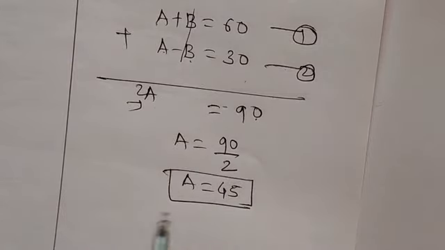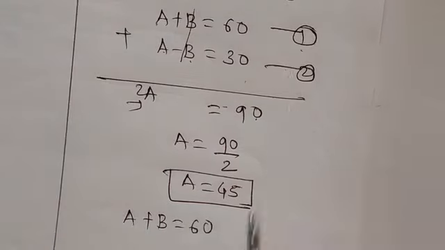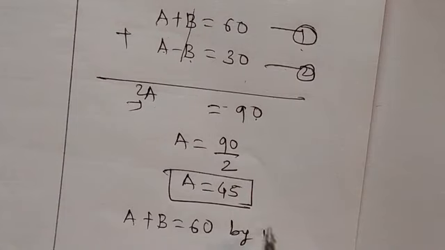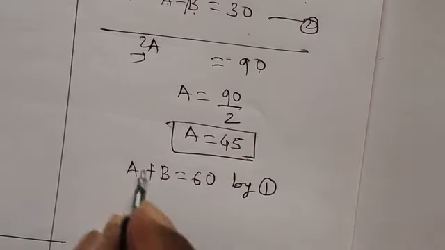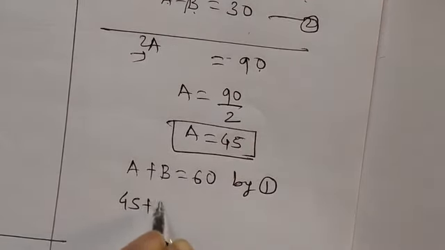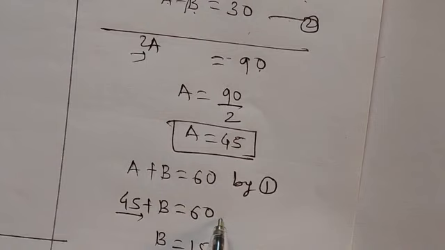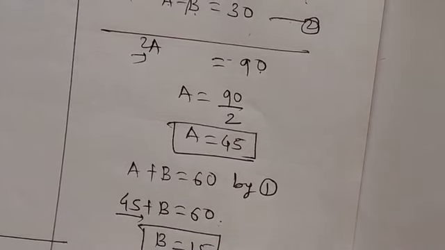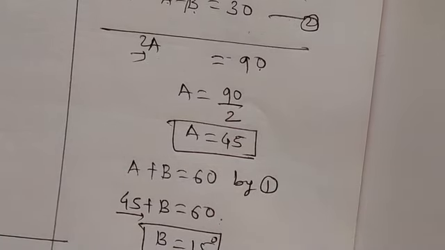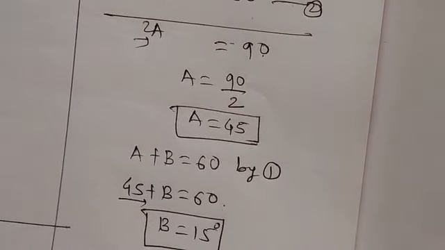Then a is equal to 45. What is the value of b? As a plus b is equal to 60, now put the value of a. 45 plus b is equal to 60. What is the value of b? B is equal to 15. When we shift that 45 here, the answer becomes 60 minus 45, that is 15. So this is the correct answer: a is equal to 45 and b is equal to 15.